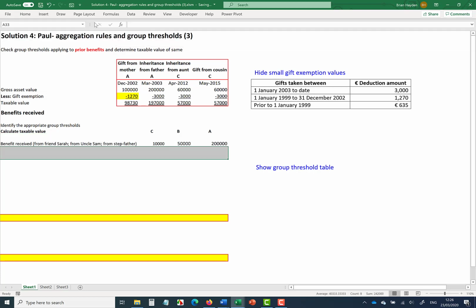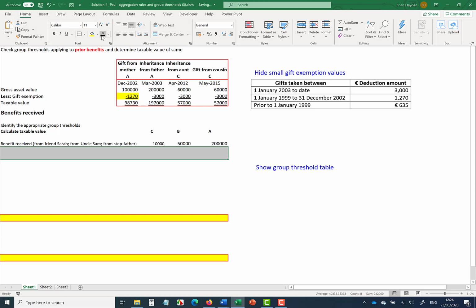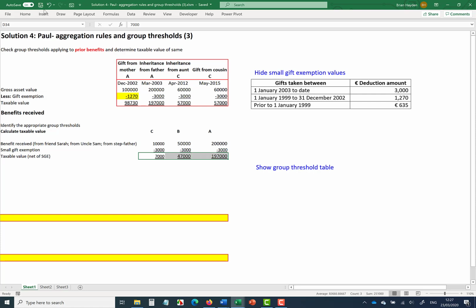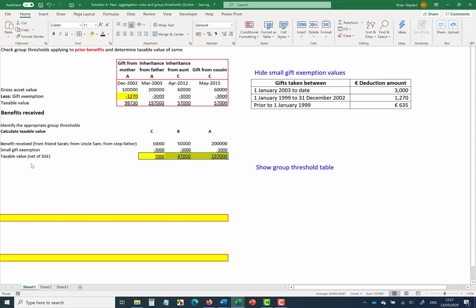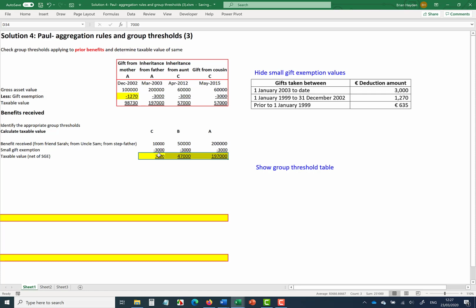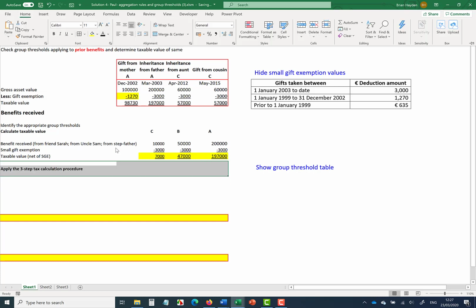Okay, and then in the case of deductions that apply, you've got gifts in each instance 3,000 from different people. So remember, it's 3,000 per calendar year per disponer, per giver. So the taxable value is as indicated here. Okay, so current benefits are taxable values as shown there. Now we compare those values to the relevant group threshold. So the current and prior benefits.